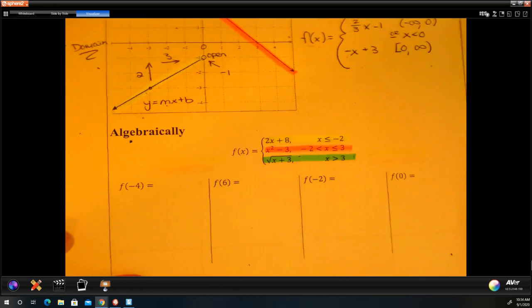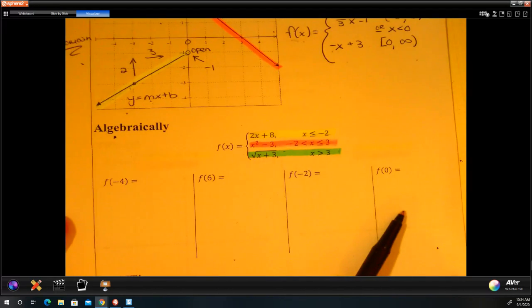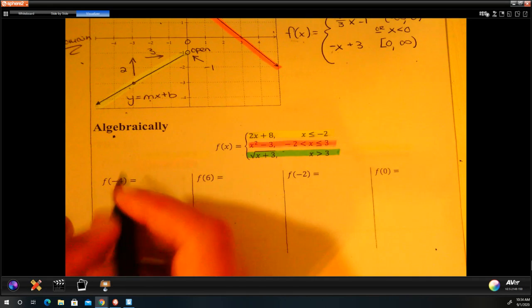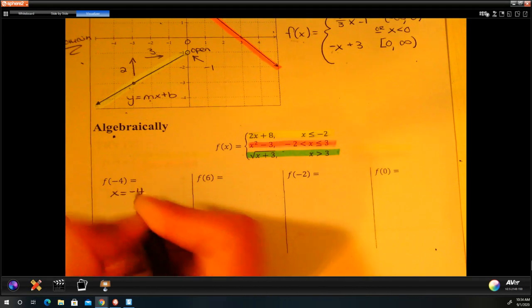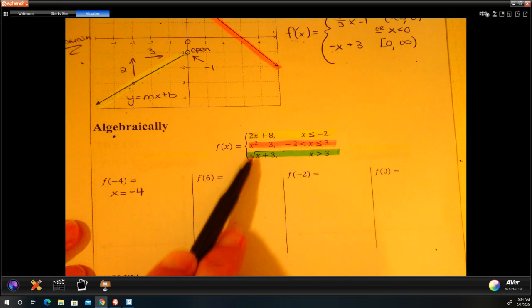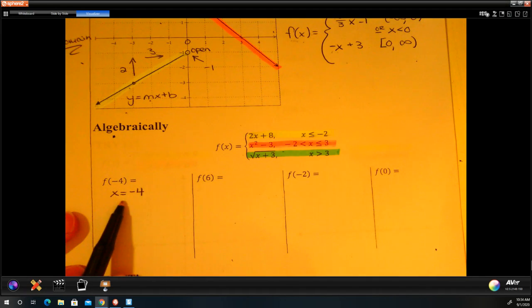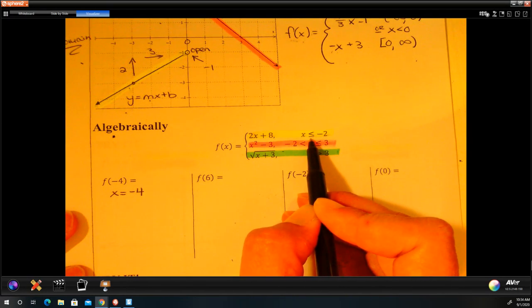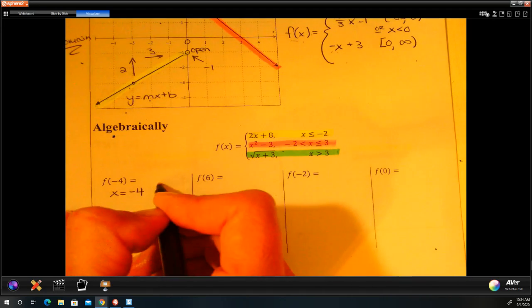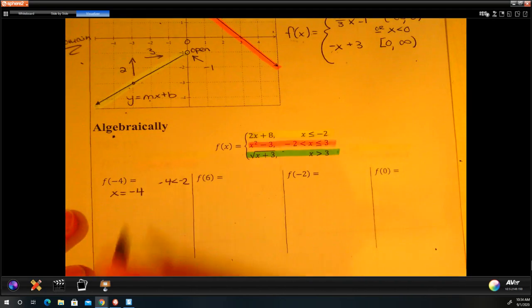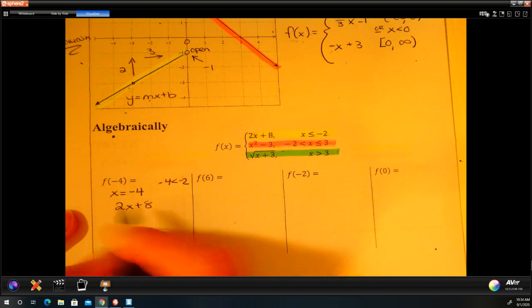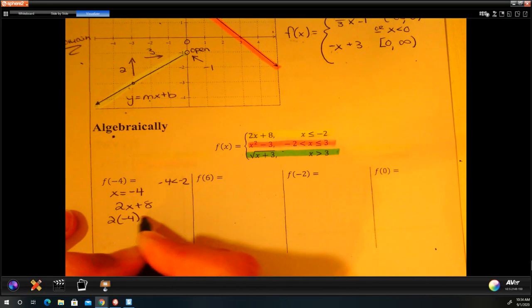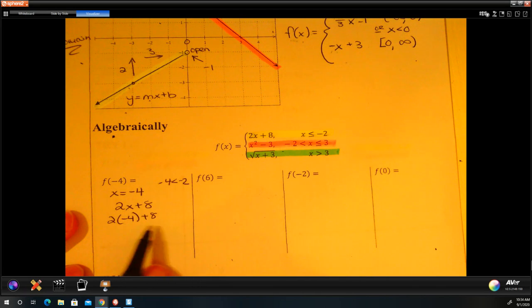Okay, so we tried some of these in class, but let's just quickly go through them again in case you missed it. So f of -4 tells me when x equals -4. So this piecewise has 3 pieces, and I need to figure out what piece x equals -4 goes into. So does -4 fit into being less than or equal to -2? Yeah, -4 is less than -2, so that means I'm going to use the first piece. So I'm going to plug in the x they give me. 2 times -4 is -8, plus 8 gives me 0.